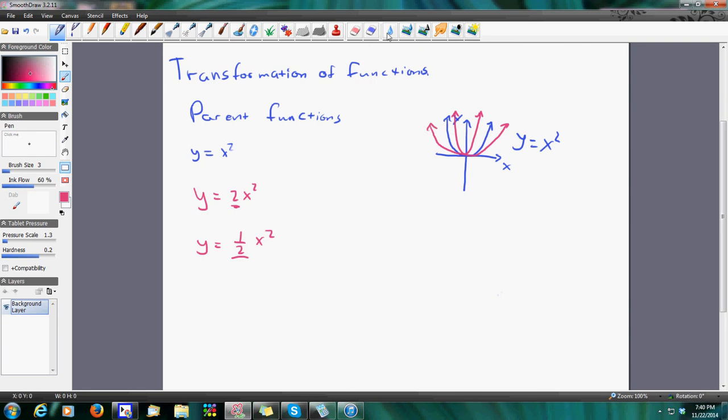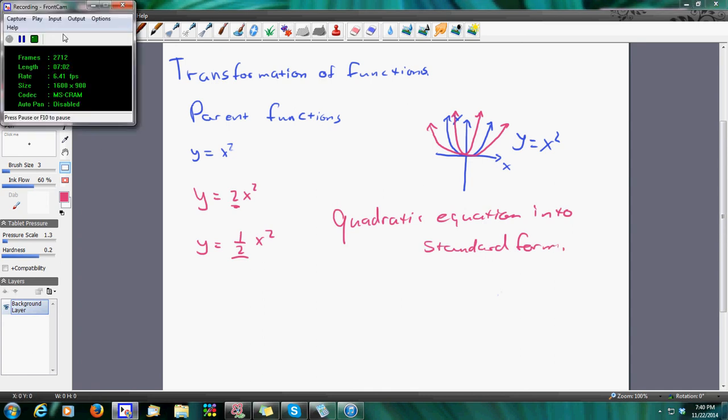And that's it. That's the transformation of functions. This is a super useful video to watch, especially if you're going to watch how to convert a quadratic equation into standard form, and I'm going to do that next. It's really useful to watch this one first, and you'll see why if you watch my next video. Hope you do.